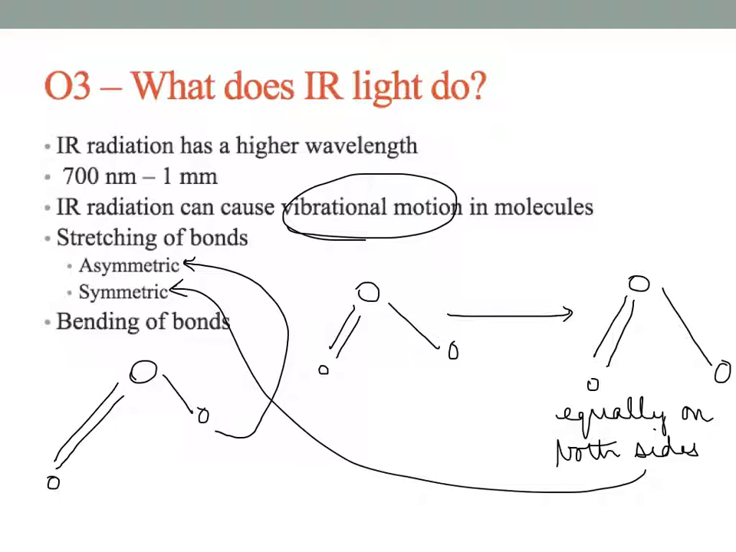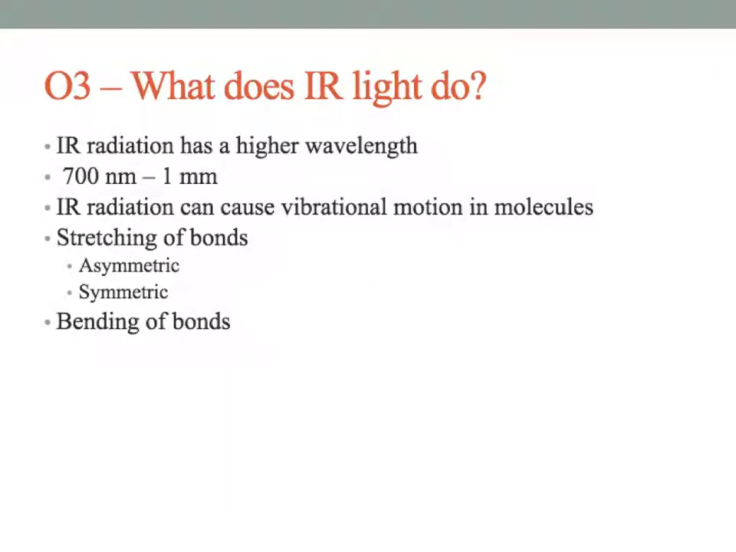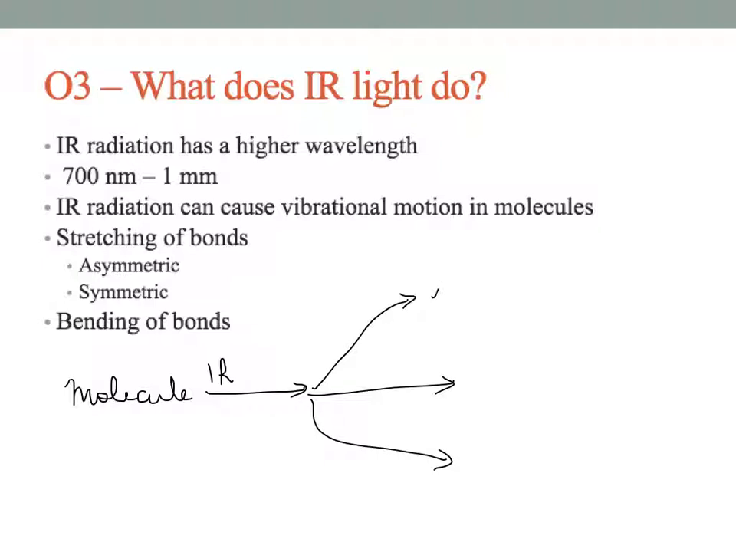And the third vibrational motion that can happen is bending. So you know that there's an angle between these oxygens, and there can be some sashaying and bending, or changing of these angles. So just to summarize, when a molecule is subjected to IR radiation, three things can happen. One is symmetric stretching, second asymmetric stretching, and third is bending.